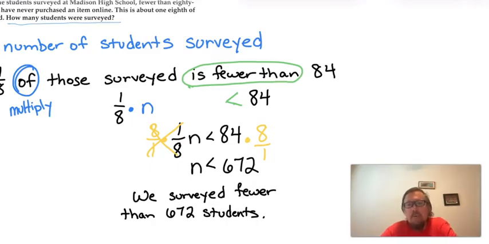We multiplied both sides of this problem by 8. We could have solved this by using the division property, dividing both sides by 1/8, but it would have turned out the same because dividing by 1/8, of course, is the same thing as multiplying by 8. So the multiplication and division properties are kind of interchangeable here.